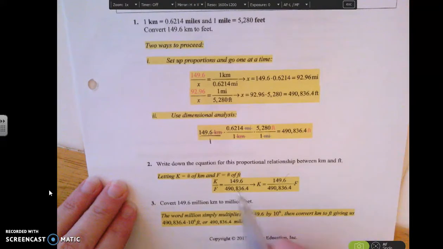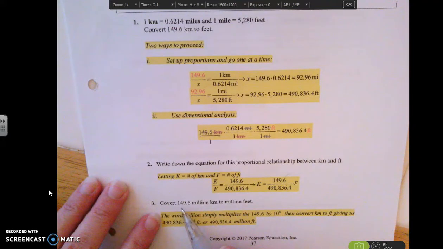So question 2 says write down the equation for this proportional relationship between kilometers and feet. So kilometers over feet equals 149.6 over 490,836.4. So basically if I cross multiply, kilometers equals 149.6 divided by 490,836.4 times feet. And so that would be your formula.